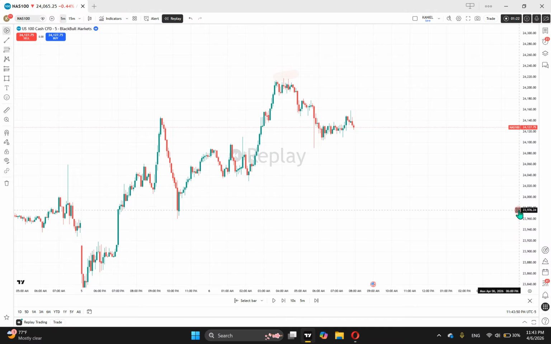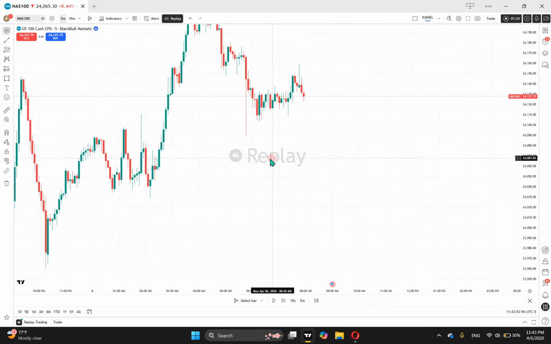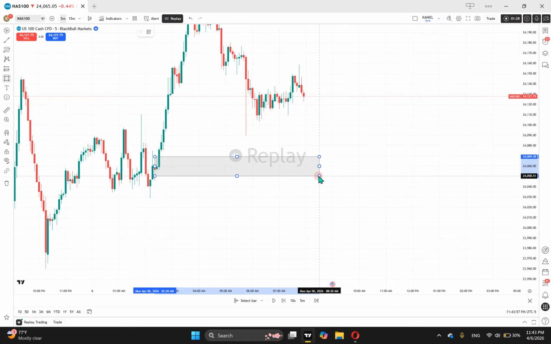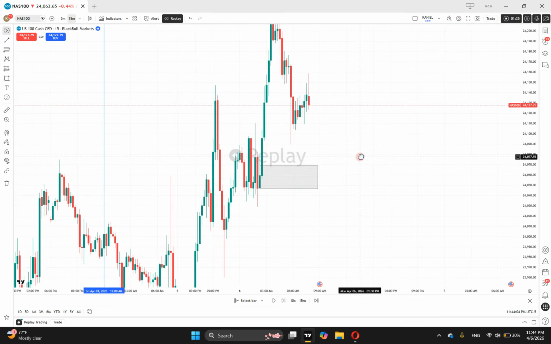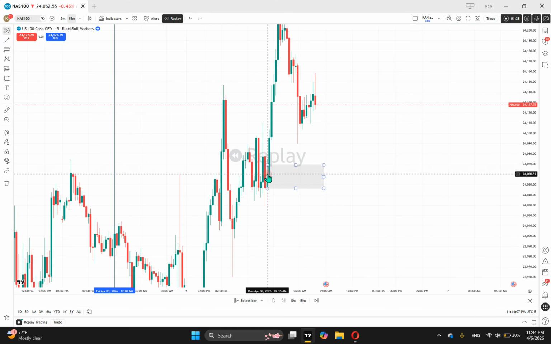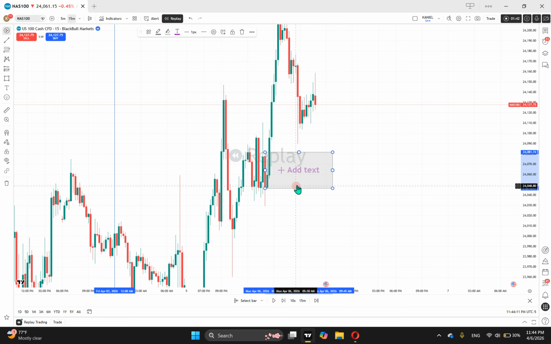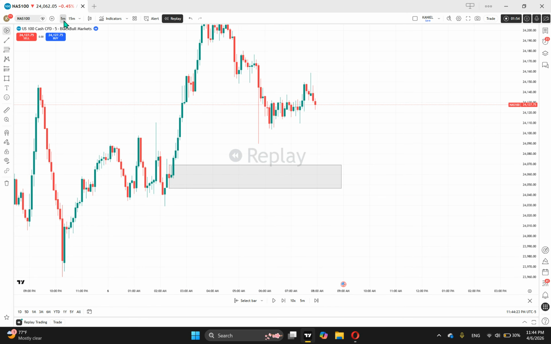So I came to the chart 8 o'clock this morning, identified this demand zone right here, and it was also a 15-minute demand close by. So this would be the 15-minute. All of that candle.